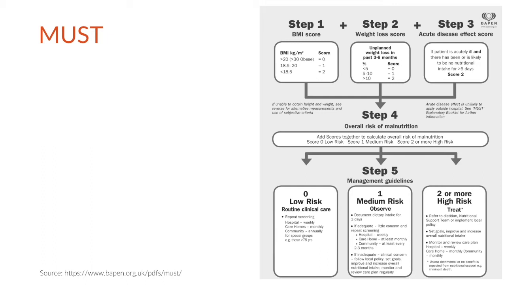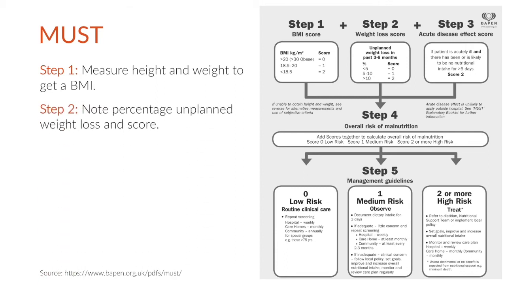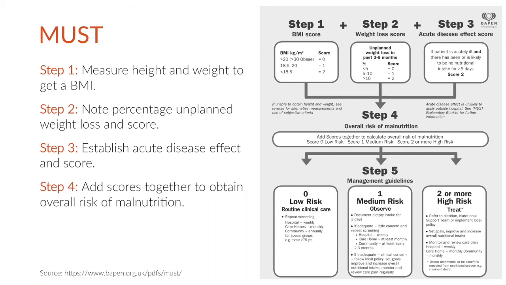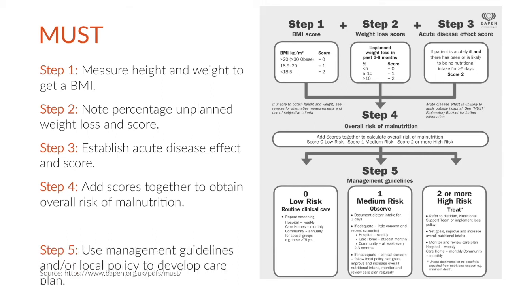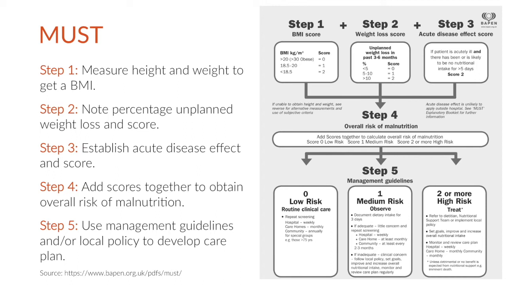There are 5 steps in the MUST tool. They are: Step 1, measure the height and weight to get a BMI. Step 2, note the percentage of unplanned weight loss in the resident and the associated score. Step 3, establish the acute disease effect and the associated score. Step 4, add the scores together to obtain an overall risk of malnutrition. Step 5, use the management guidelines and/or the local policy in place to develop a care plan.